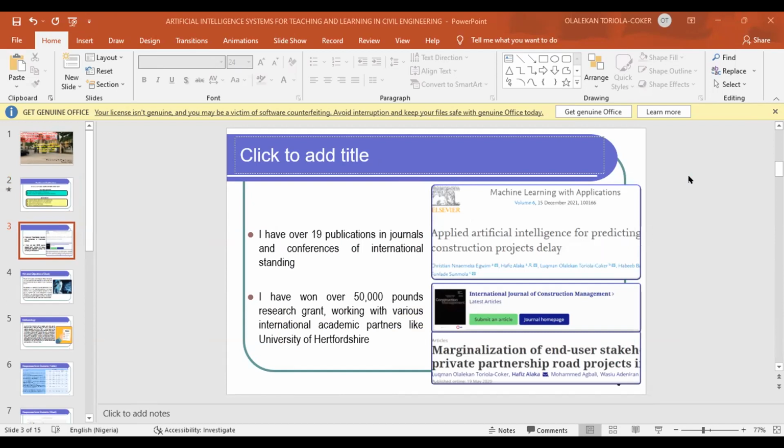I have over 19 publications in journals and conferences of international standard. I have done one journal on applying artificial intelligence for predicting construction project delay. And I have another one which is shown on the screen, the marginalization of end-user stakeholders in public-private partnership in road projects. I have won over £50,000 in research grants working with various international academic partners like the University of Hertfordshire.